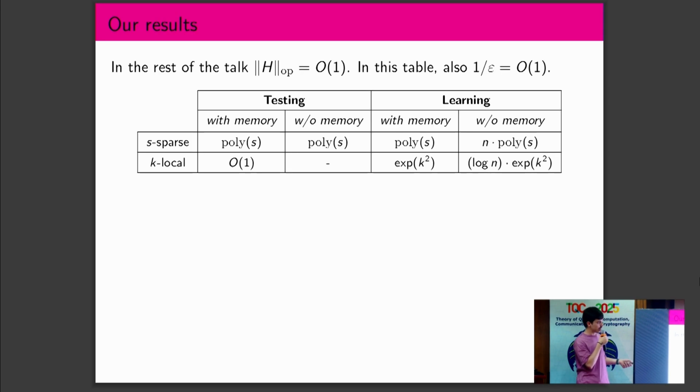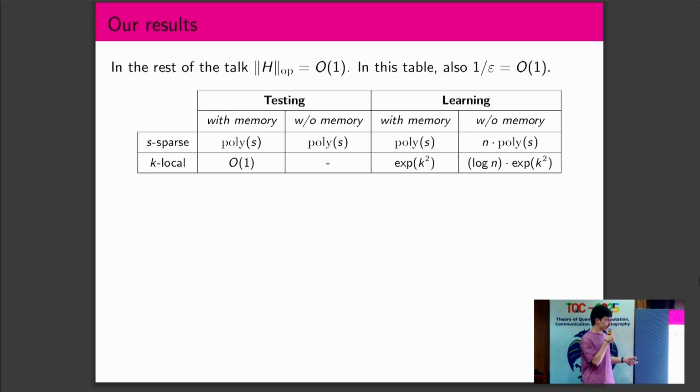So, okay, this may be difficult to parse, don't worry. We are going to go somehow one by one on these cells. And we have several results, testing and learning, and we are going to also make a difference between learning with memory and without memory. With memory, we mean that we have some auxiliary system that we can control, some extra n qubits. And in this table, we are going to assume that the error parameter is constant, just for simplicity.